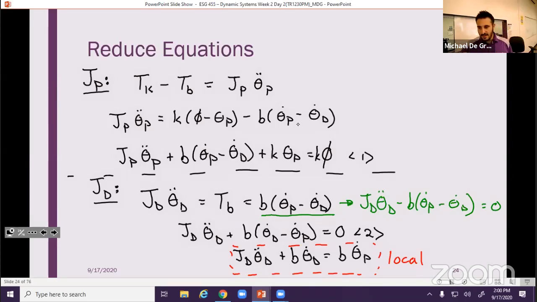Because right now, if you solve one of these for theta dot p, say for example, you solve equation 2 for theta dot p, you would need to take the integral of that equation in order to substitute it into theta p. And that's gross. But once we get to Laplace transforms, it's a matter of doing some algebraic manipulation to get everything into a single, let's call it, master equation. But for right now, I want you guys to leave them like this.